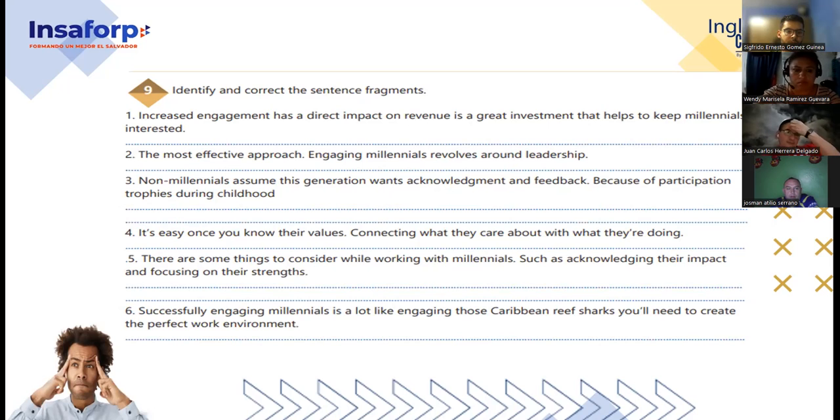We also saw the second sentence, like the most effective approach engaging millennials revolves around the leaderships. We were saying the most effective approach to engage millennials revolves around leadership, or the most effective approach to engaging millennials is to revolve around leadership. So we were looking for the way we can add more ideas in the sentence. And also we have number three, non-millennials assume these generations and then want acknowledgement and feedback, period, because of participation, probably during childhood. So we need to separate the sentences, perhaps by a period or a comma, and also add a kind of subject or verb.